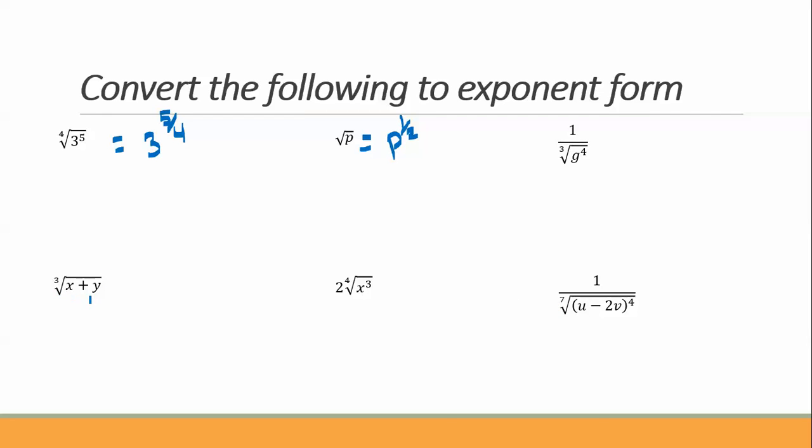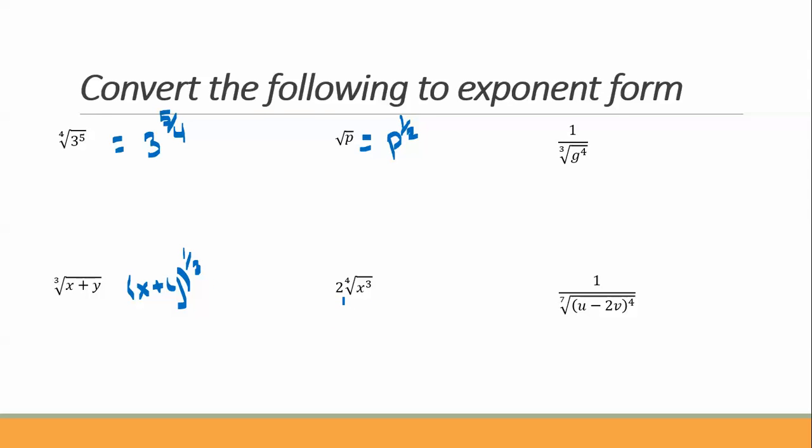The radicand for this one is x plus y. Because it's under the radical symbol, we have to do the whole thing. The exponent on the x plus y is 1, and then the index of the radical is 3. So it's x plus y to the 1/3 power.